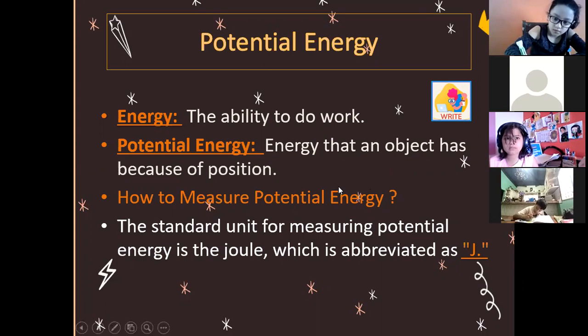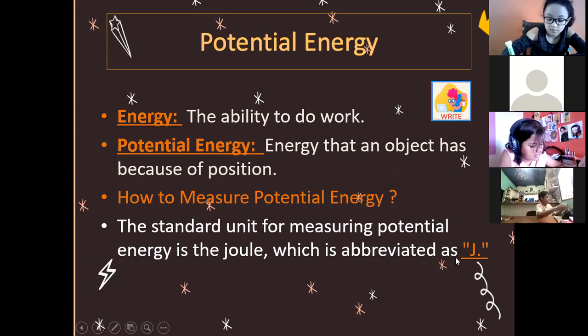Potential energy is energy that an object has because of position. How to measure potential energy? The standard unit for measuring potential energy is the joule, which is abbreviated as J.